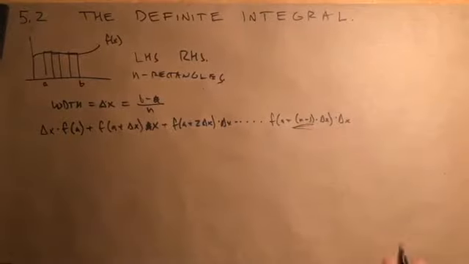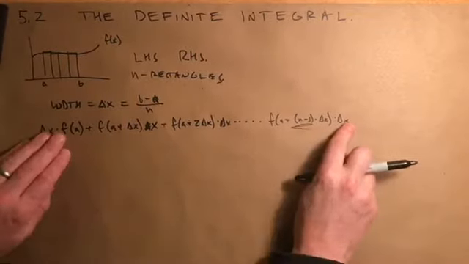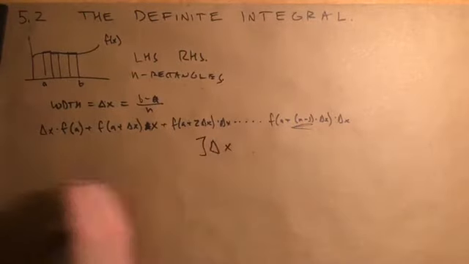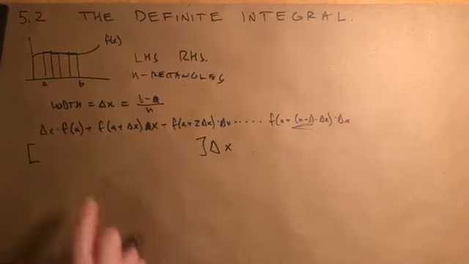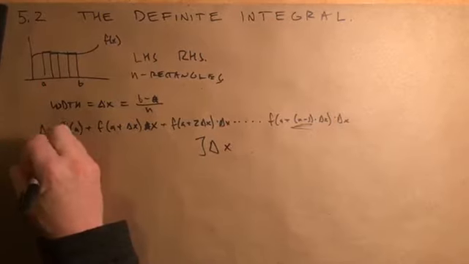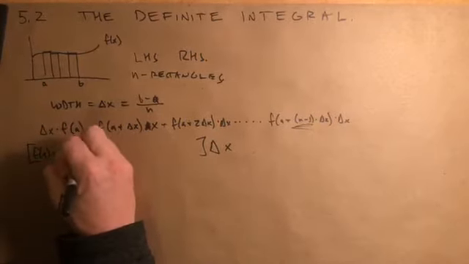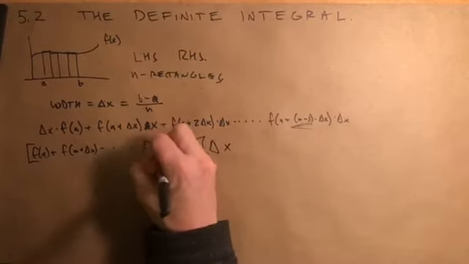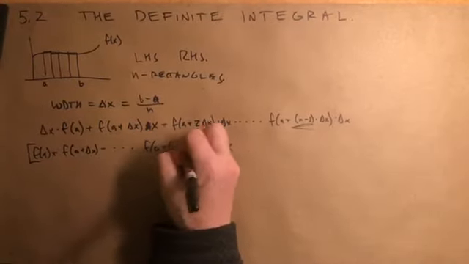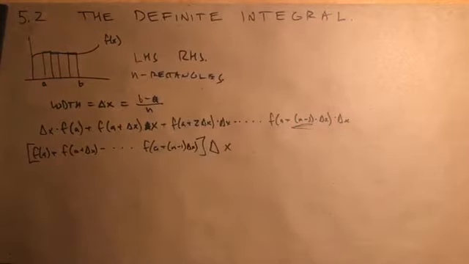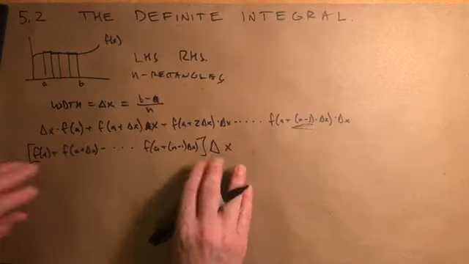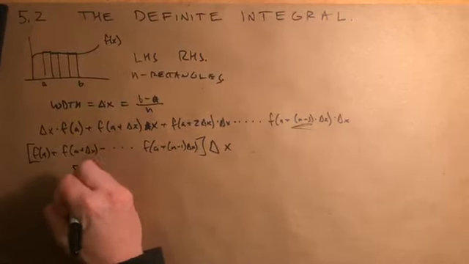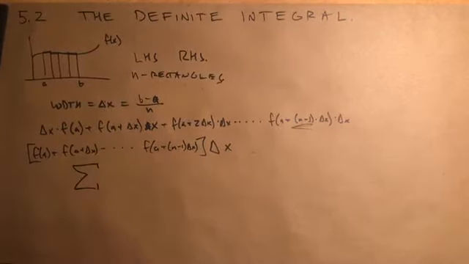Now, I don't really care about this term. What I do want to say is I'm going to factor these delta x's out, and I'm going to be left with this really long sum: f of a plus f of a plus delta x, all the way down to f of a plus n minus 1 delta x. And as much as I love this, I have shorthand notation for this, and this is called sigma notation.